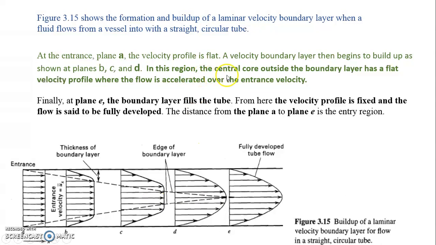In this region, the central core outside the boundary layer has a flat velocity profile, where the flow is accelerated over the entrance velocity. Finally, at condition E, the boundary layer fills the tube. From here, the velocity profile is fixed and the flow is said to be fully developed. Conditions A, B, C and D are not really steady state, but at condition E it is steady state, where we can say that the flow is fully developed. The distance from plane A to plane E is the entry region.